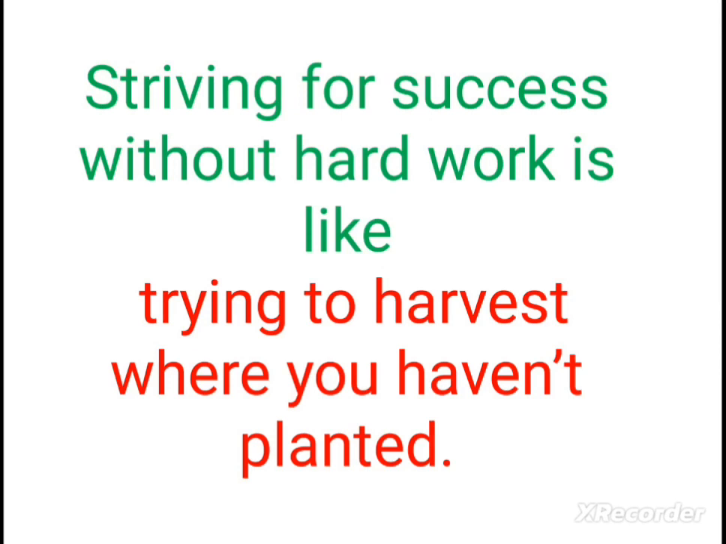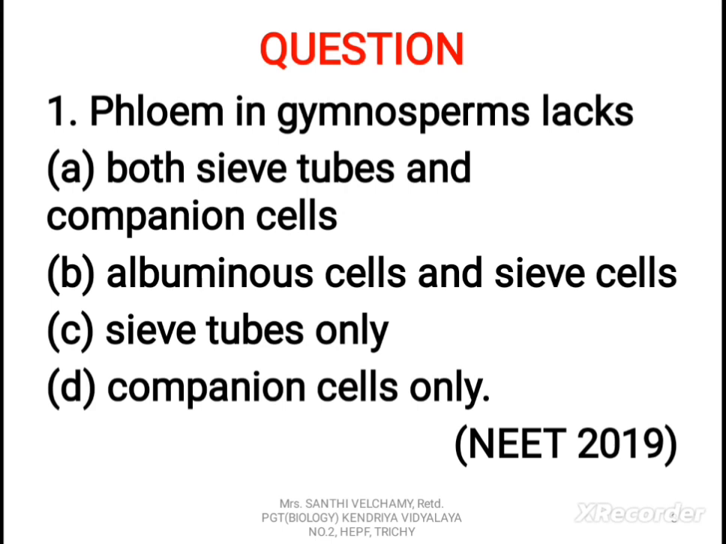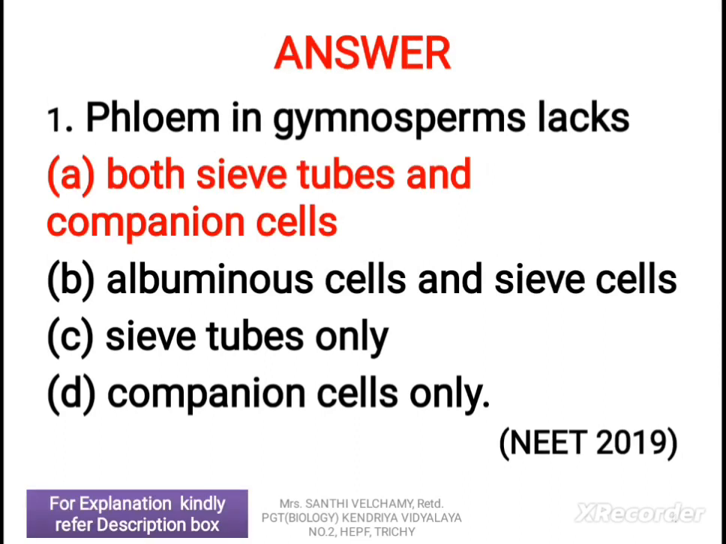So now let us start with the first question. Phloem in gymnosperms lacks: A. Both sieve tubes and companion cells. B. Albuminous cells and sieve cells. C. Sieve tubes only. D. Companion cells only. Now the correct answer is A, both sieve tubes and companion cells. In gymnosperms, phloem is without companion cells and sieve tubes.